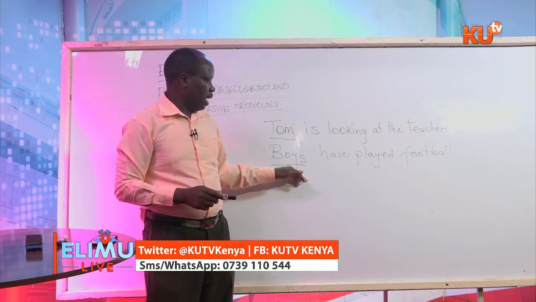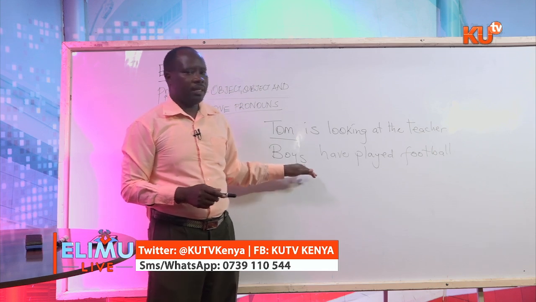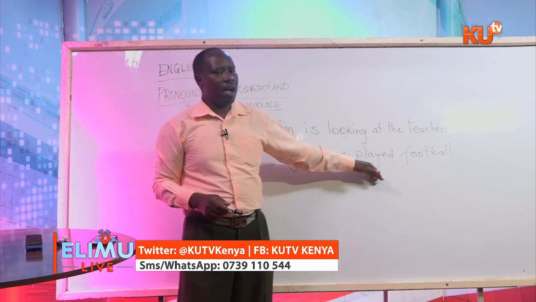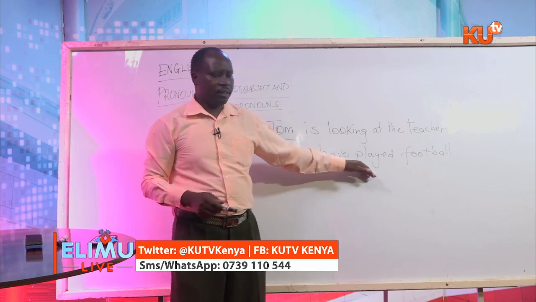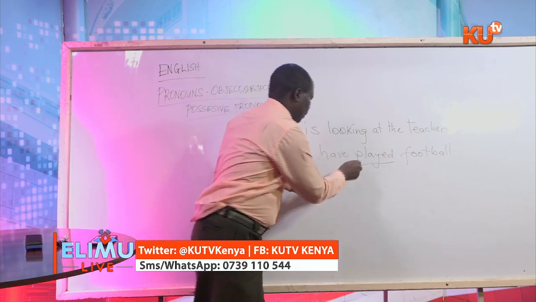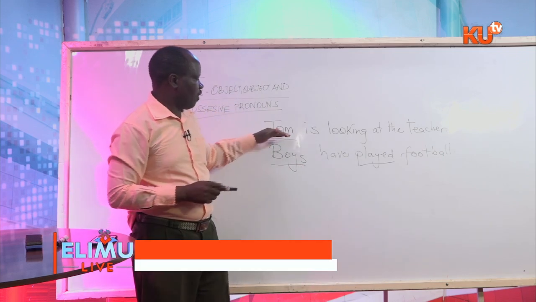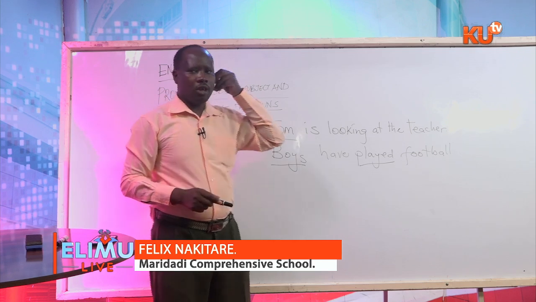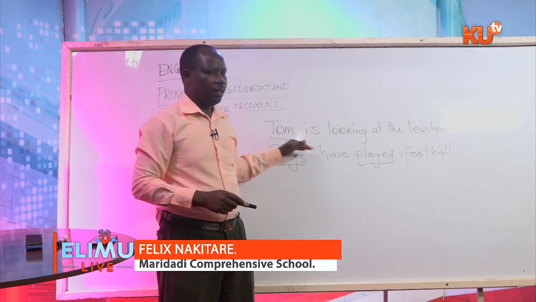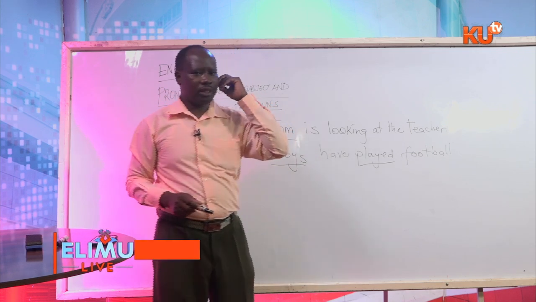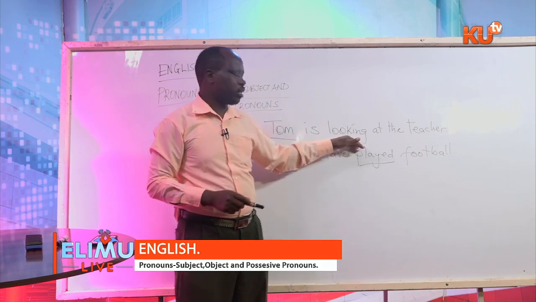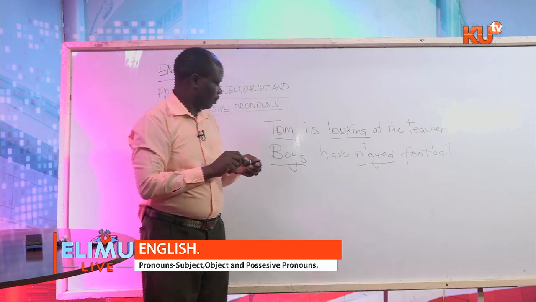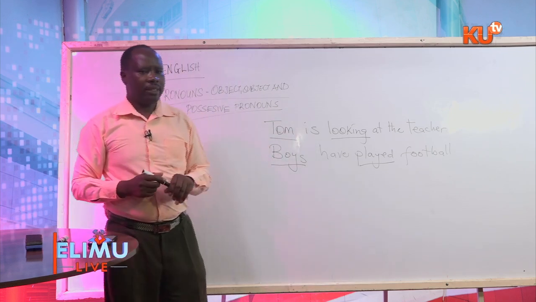Boys as the subject. And which action is being done by these boys? Boys have played. So the action or the verb in our case is played. Then in our first sentence, Tom is looking at the teacher. Tom, we have said, is the subject. Then the verb, or the action that Tom is performing, is looking. Number 3, the last example.